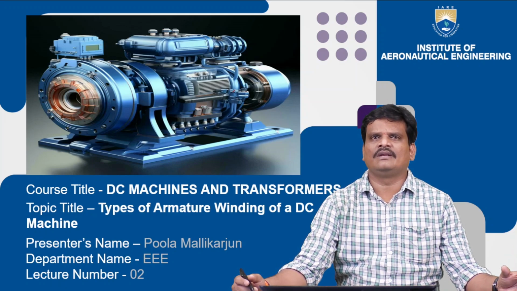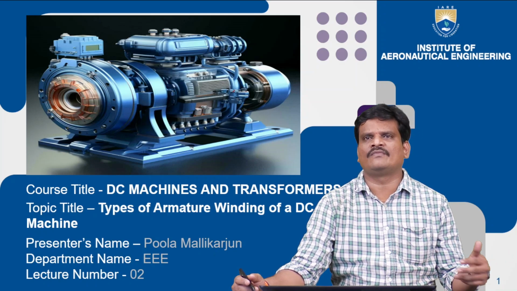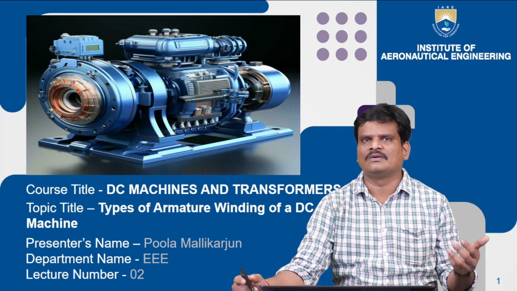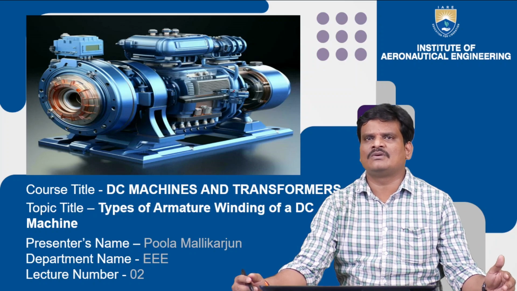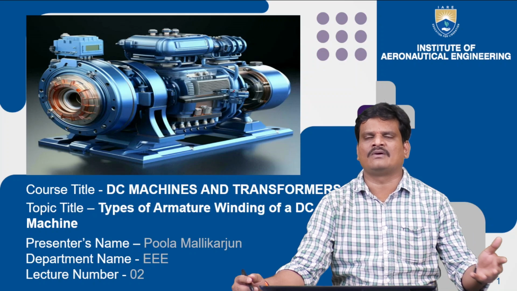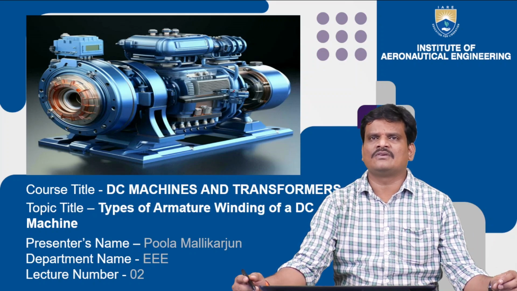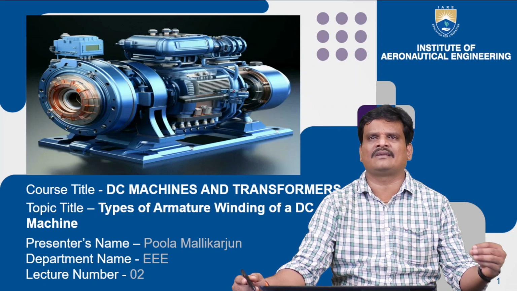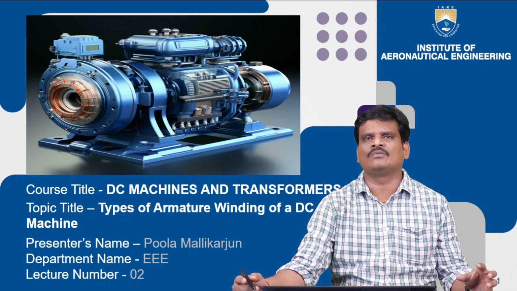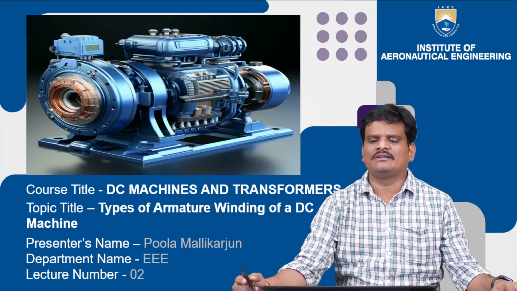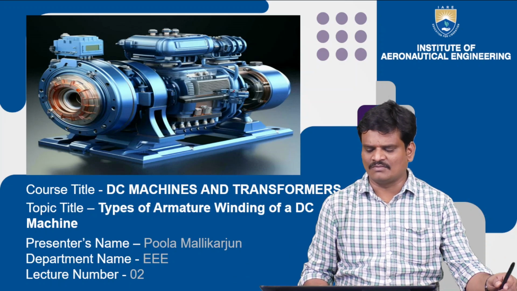So what are the different types of winding that you can adopt for a particular DC machine, either a generator or a motor? In the previous class, we discussed the construction of a DC generator and its different constructional parts. In this class, we are discussing the different types of armature winding, the basic types that you are going to keep in the inner periphery of a DC machine.